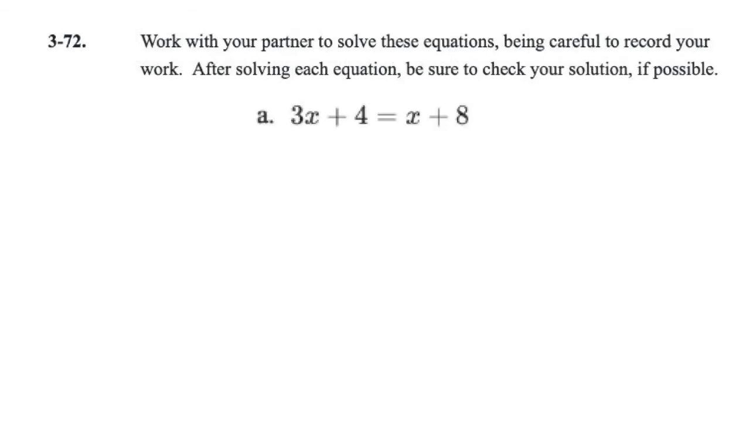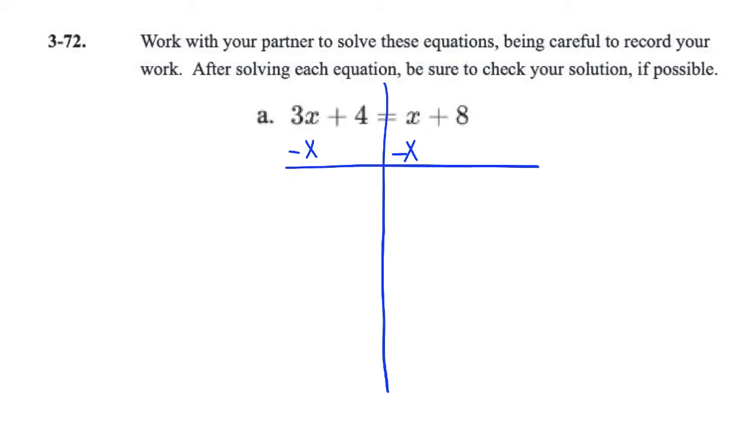Letter A, 3x plus 4 equals x plus 8. Now I am not using the equation mats, but I am going to use a lot of information from there. For instance, I'm going to start with drawing this line down the center because on my left mat I've got a 3x plus 4 and on my right mat I've got an x plus 8. Now, one of my possible first moves might be to remove identical tiles from each side. I'm going to remove an x from each side.